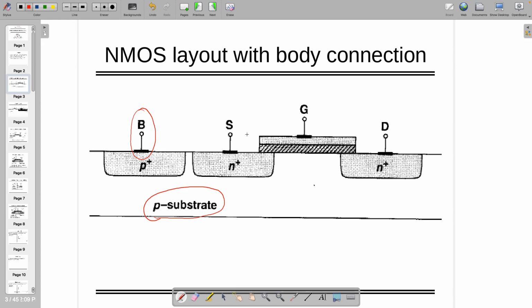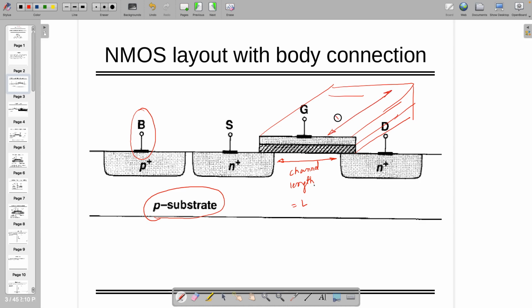Same way, source, drain, and gate. We already talked about this. Right? This is known as the channel. Sometimes channel length, that is L, and back side you will see something like this. This will be the width. So looking from top, if I am looking from top, how the layout should look like. So layout should look like as follows.